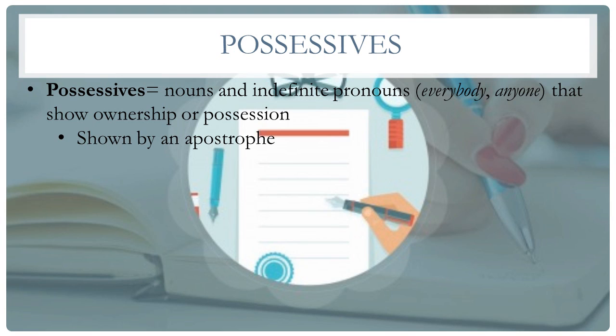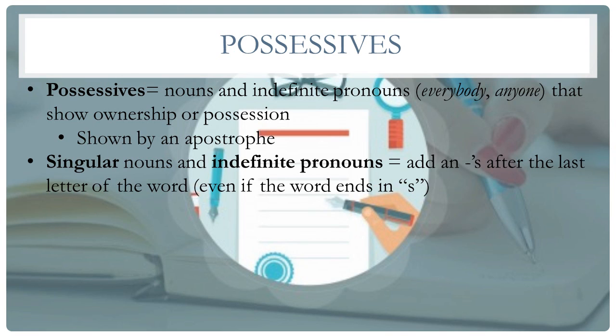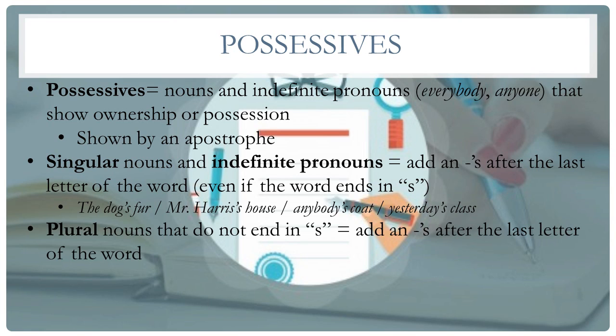So for singular nouns and indefinite pronouns, you add an apostrophe and an S after the last letter of the word, even if that word ends in S. So we have a few examples here: the dog's fur, Mr. Harris's house, anybody's coat, and yesterday's class. For plural nouns that do not end in S, we do the same thing. We add an apostrophe S after the last letter of the word: the children's toys, the 3 women's shoes, the geese's wings.